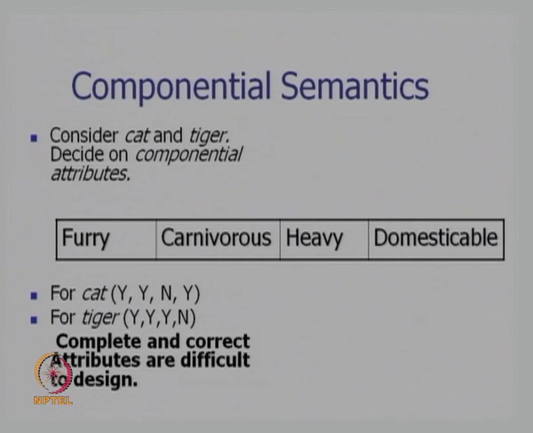The question of a correct and complete set of attributes emerges. These attributes also are expressed by words, and these words themselves can be ambiguous. So, componential semantics, though attractive in its concept, is not so easy to implement because of the following two reasons. One is that the set of attributes need not be complete and correct. It may be difficult to come up with the set of attributes which distinguishes the words properly. And the next difficulty is that the attributes themselves are expressed by language words which have their own ambiguity.